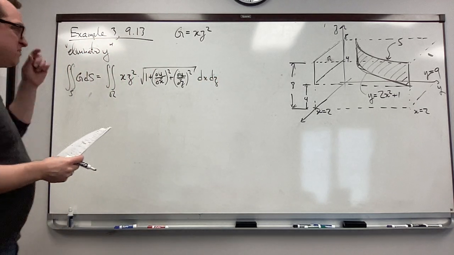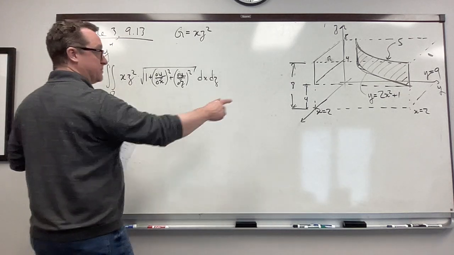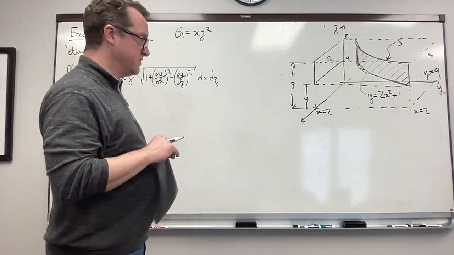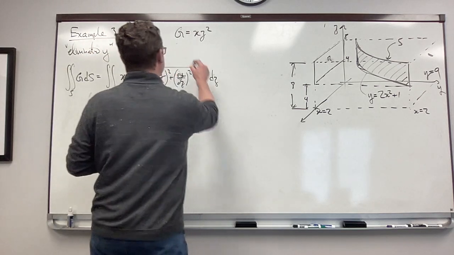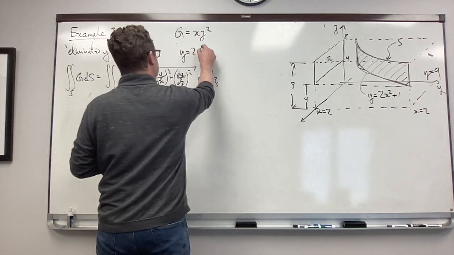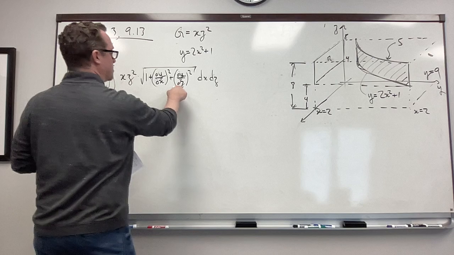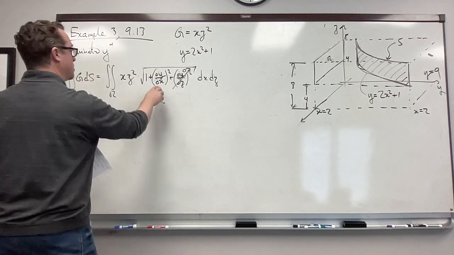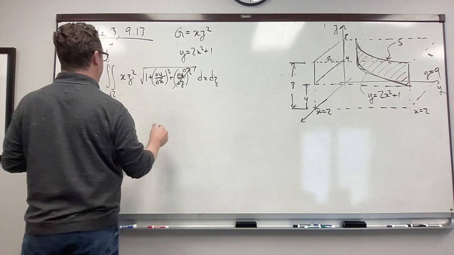Again, this is pretty simple. I'm getting a little bit quicker here than we did in the previous example because we've seen this a bit. So y equals 2x squared plus 1. So the partial of y with respect to z is 0. Okay. The partial of y with respect to x is just 4x.